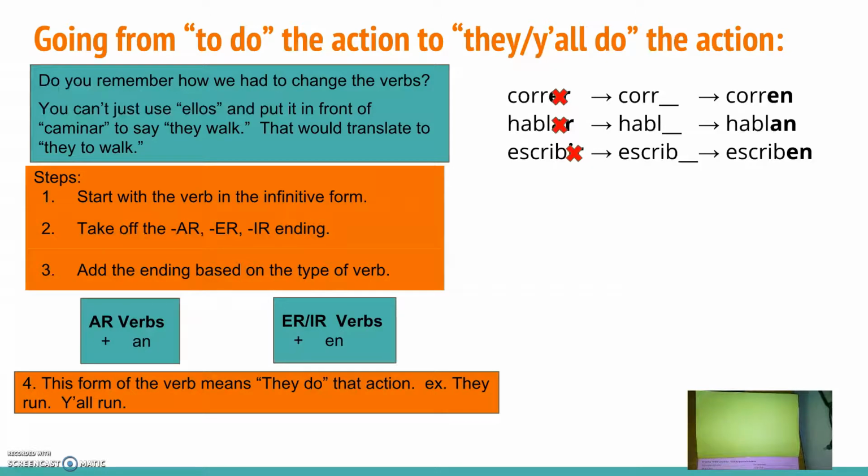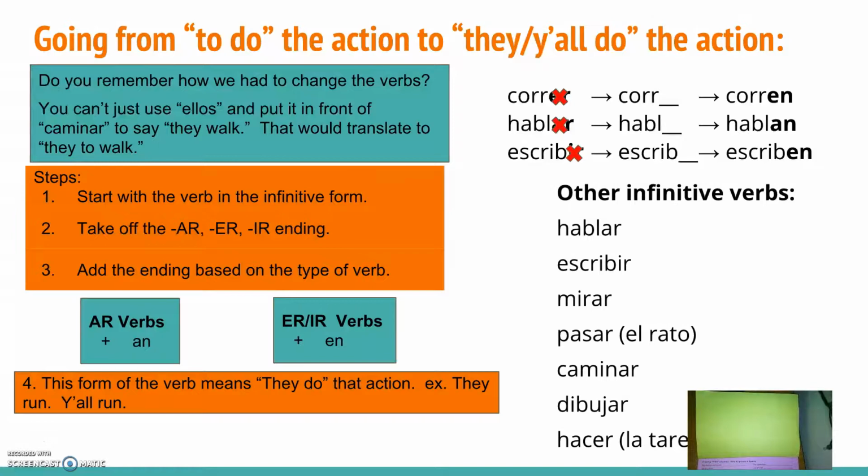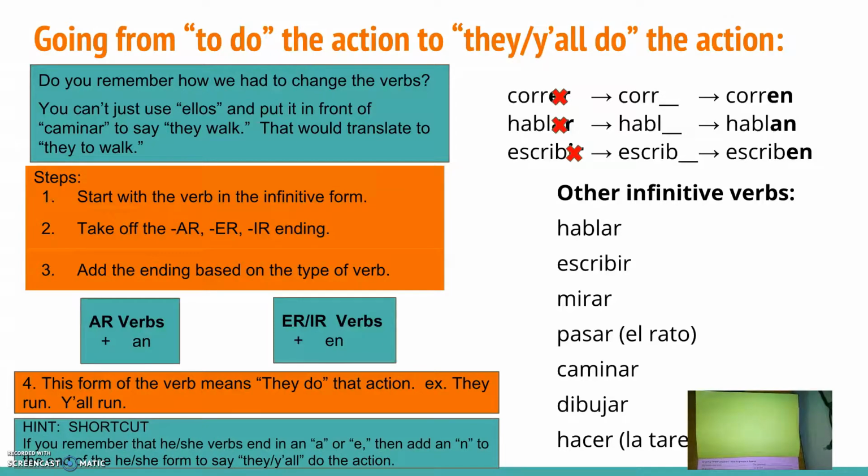It can also mean y'all do that action. For example, they run, y'all run. At this point, if we don't have anything in front of it, we will have to use context to decide if it means they or y'all. Here are other infinitive verbs that we've talked about. And then again, if you remember that he or she verbs end in an A or an E, then all we have to do is add an N to those verbs, and that will turn them into this exact same form. So he runs as corre, they run as corren.